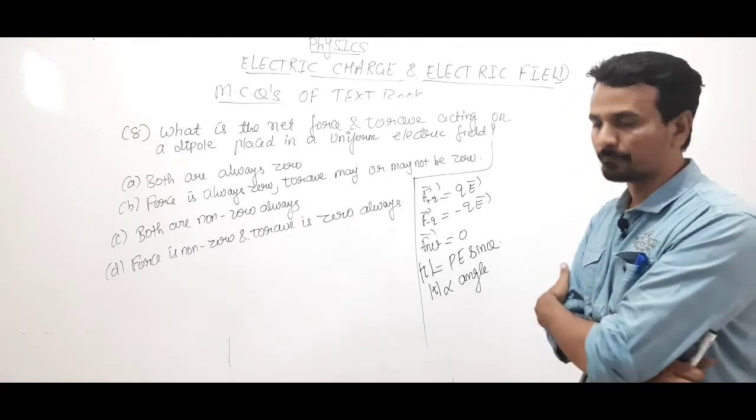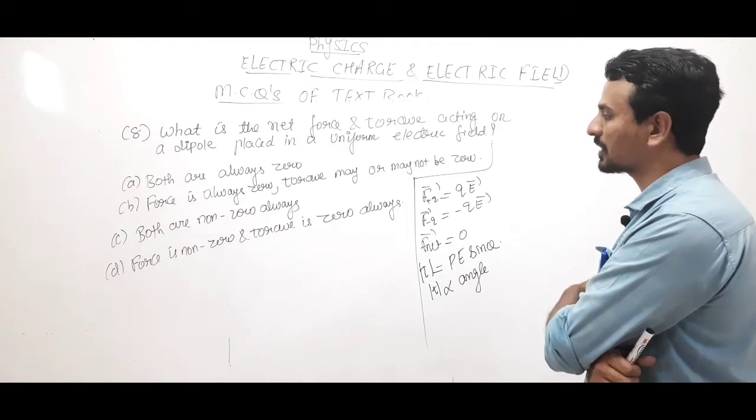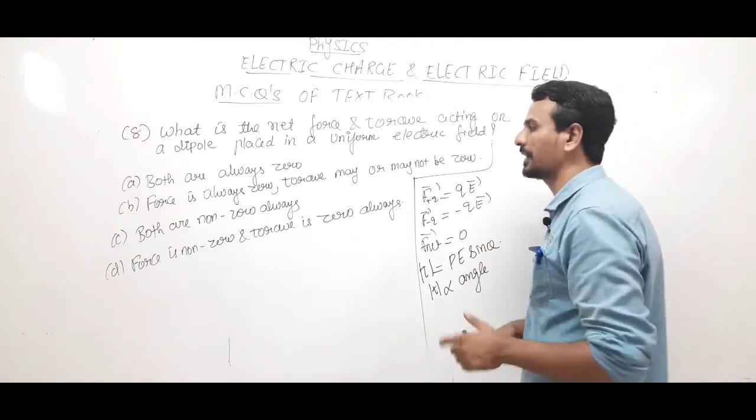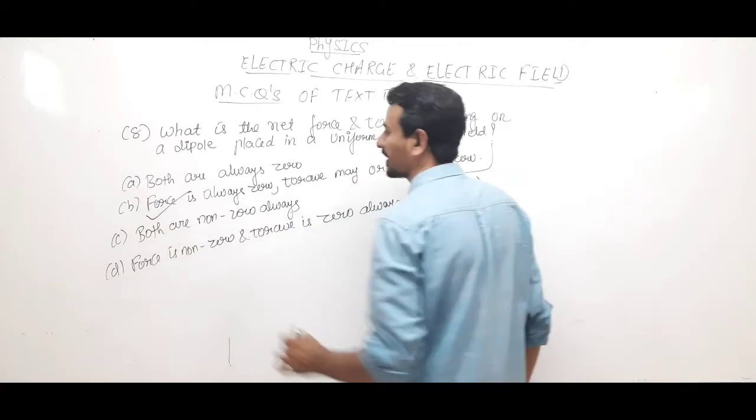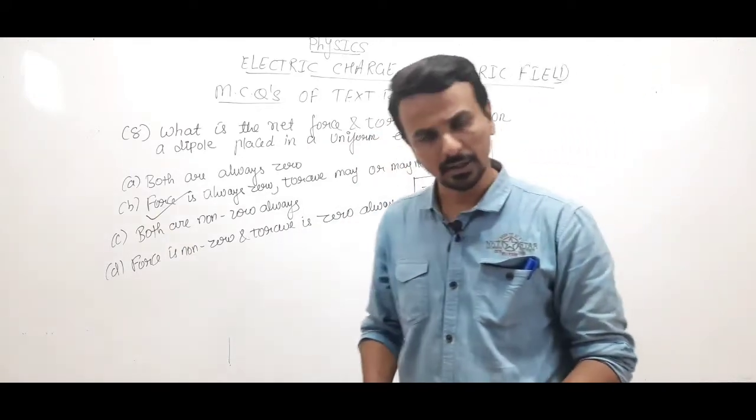Both are non-zero always? No. Net force is 0. Force is non-zero and torque is 0? No. Force is 0 and torque may or may not be 0. So this is your correct option. Got it? Clear? The next one.